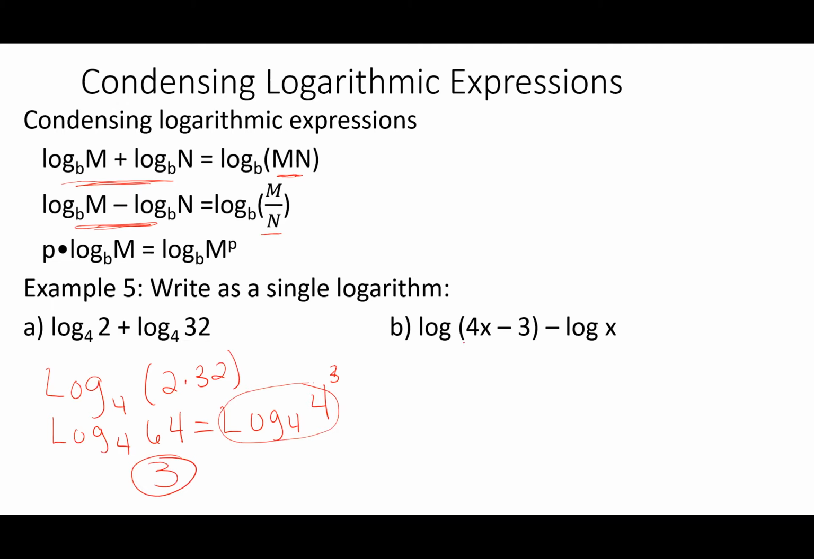Okay. This is a single log, so I can't split that part. So I have 4x minus 3 on top. This is subtracted, so I divide by x. Nothing I can simplify, nothing I can cancel, so I'm done.